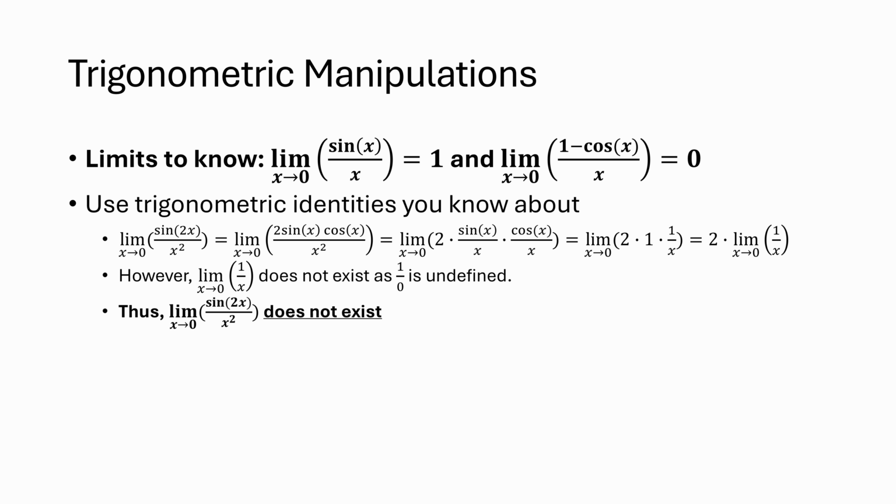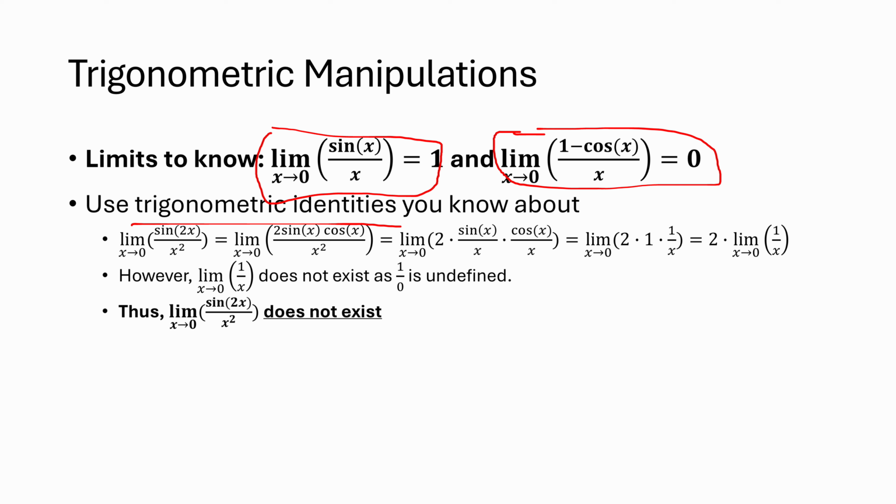What I mean by trigonometric manipulations is to use trigonometric identities you know about. And here there are two limits to know. The limit as x goes to 0 of sine x over x equals 1, and the limit as x goes to 0 of 1 minus cosine x over x is 0. The proofs are too difficult in this course, so you just need to know these two limits.